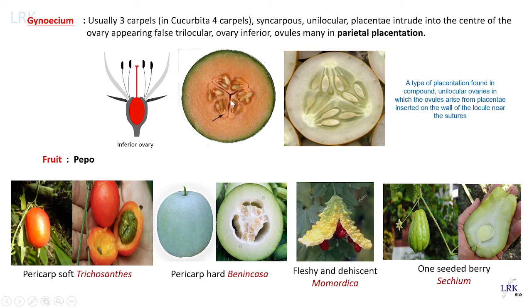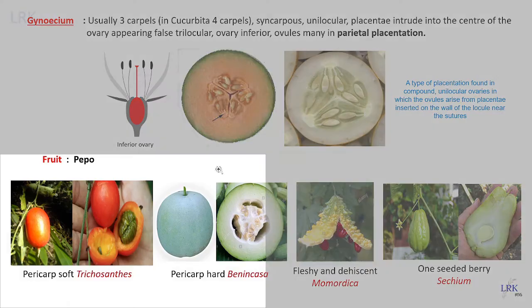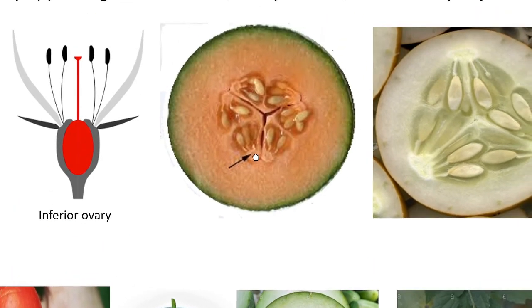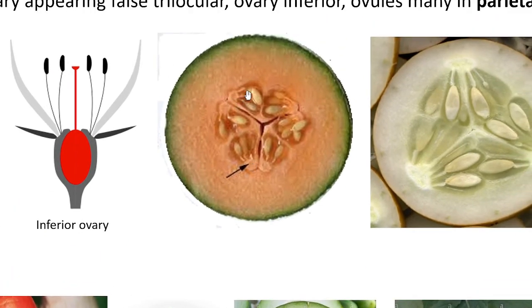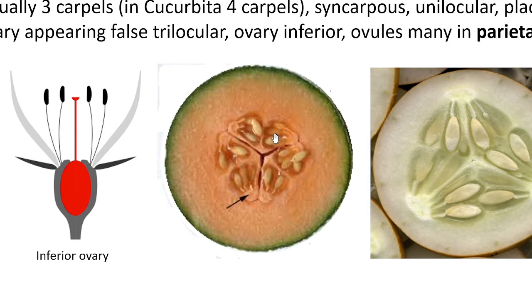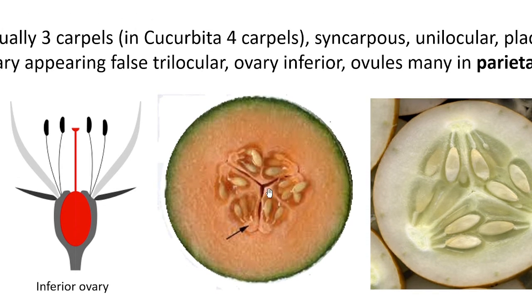false trilocular condition. See, this is the placenta from where the ovules arise. So this placenta intrudes into the center, forming a false septum, which results in the formation of a trilocular, false trilocular condition. But usually it is a unilocular, okay, and the ovary is inferior.